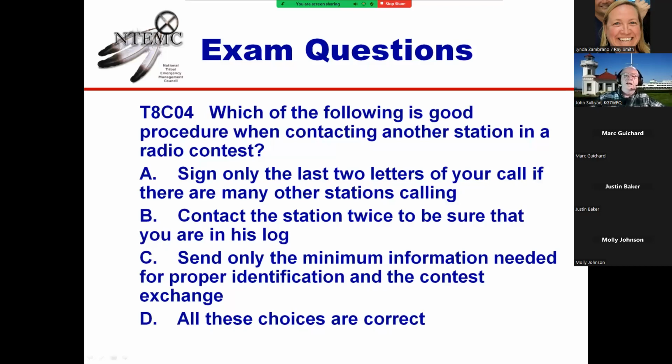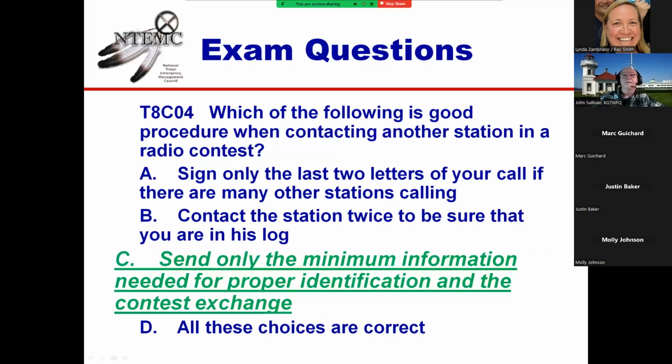That's the answer. And if you listen to a contest, you'll see that it's very fast paced usually. And there's certain key pieces of information that are provided. Usually it's like a signal report. It's a standard format, a call sign, maybe your state or your ARRL section or something, and it's boom, boom, boom. Minimum information, quickly transmitted. That's the answer in contests.